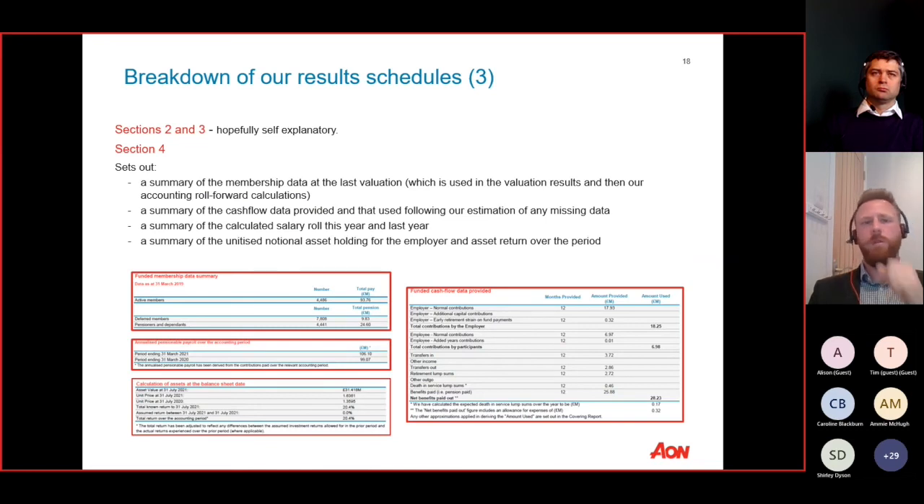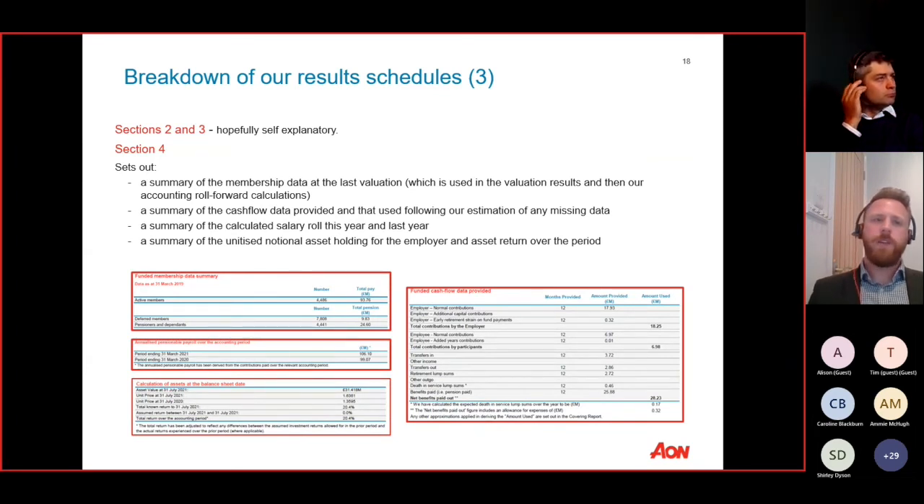Okay, moving on to the rest of our report then. Sections 2 and 3 are hopefully pretty self-explanatory. The projected figures and the sensitivities are required under IAS 19. And whilst sensitivity figures aren't strictly required under FRS 102, it is best practice, which is why we show those as standard. Section 4 then, I'll just go through in a bit of detail.